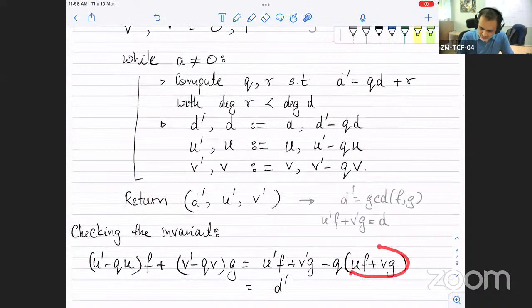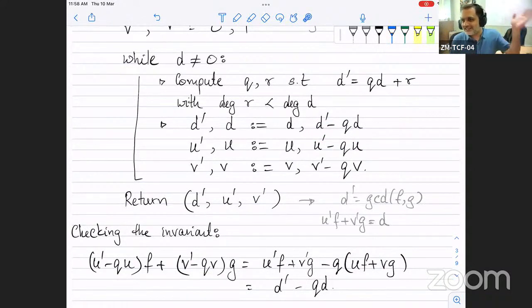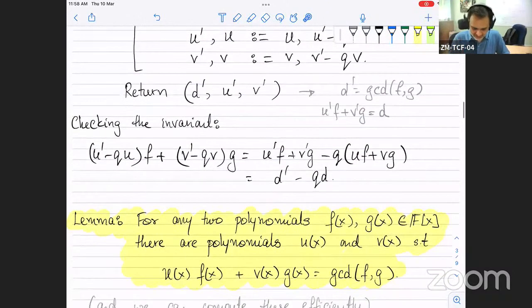And I know that this was equal to D. So I get D prime minus QD, which is what we set this to. So the invariant is just maintained at every step. And the fact that you believe the GCD algorithm should mean that this also gives the right answer. Okay. So the main takeaway from this is this particular lemma.